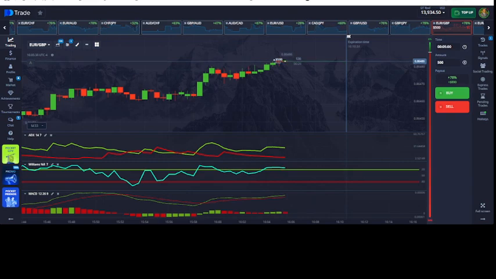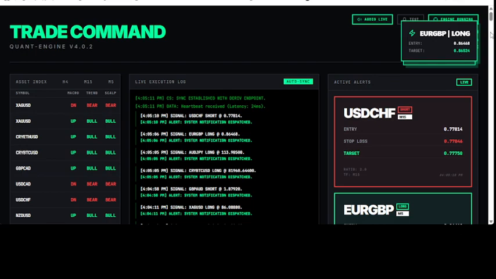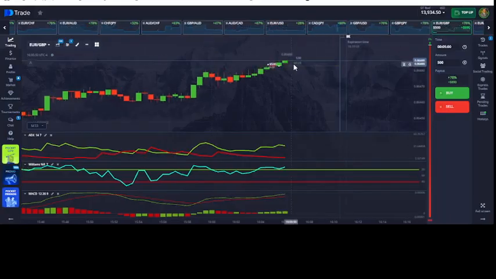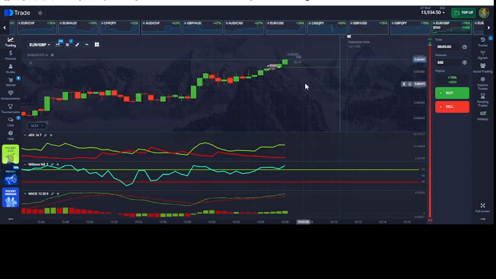Okay, so I'm back on the dashboard here. Well, I'm back on the account here. But on the dashboard, I just got a Euro Great British Pound long on the 5 minute time frame. This is the signal right here. Euro Great British Pound is telling me to go long. So I went ahead into my account and I took the buy trade on the Euro Great British Pound currency pair. So we're seeing a bullish momentum already.